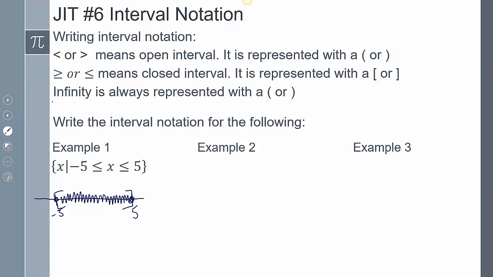And so now being able to translate this into interval notation, this is going to be from -5 all the way to +5. I just start with that first value that I see here, and then I end with the last value here. And so this statement represents that I'm saying everything in between -5 to +5, including -5 and including +5.